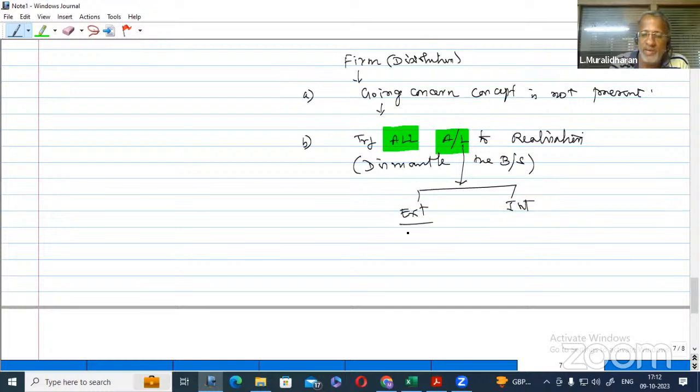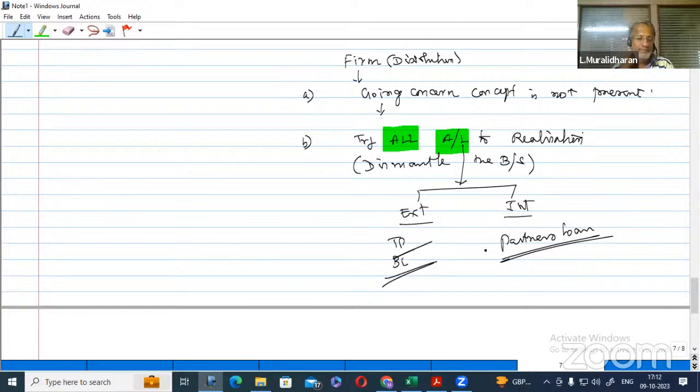What is an external liability? Trade payable, bank loan, etc. are external liabilities, or to outsiders, you are to pay. What do you mean by internal liability? Partners extending loan. Partners' loan to the firm. Correct. So, both are to be given same importance, is what I am telling. Why, I will tell you.